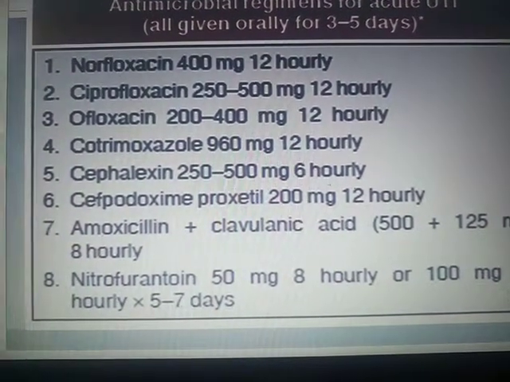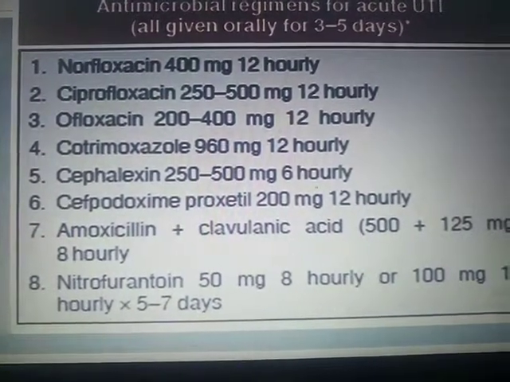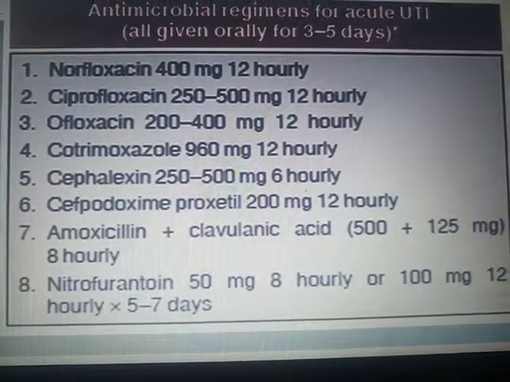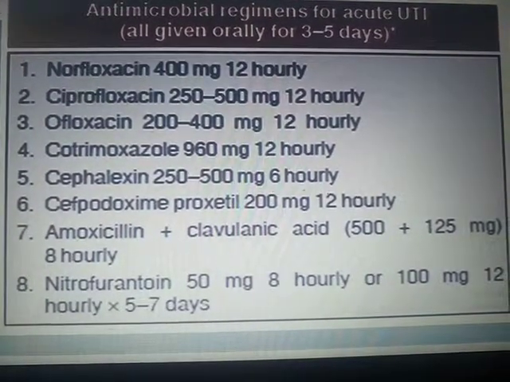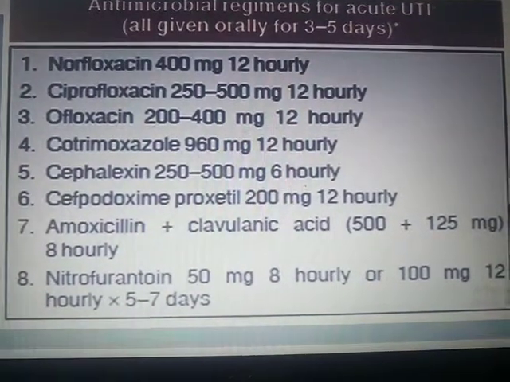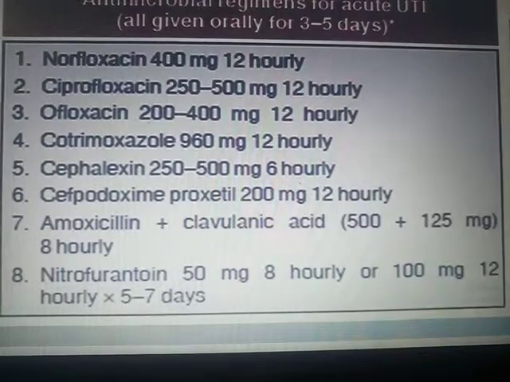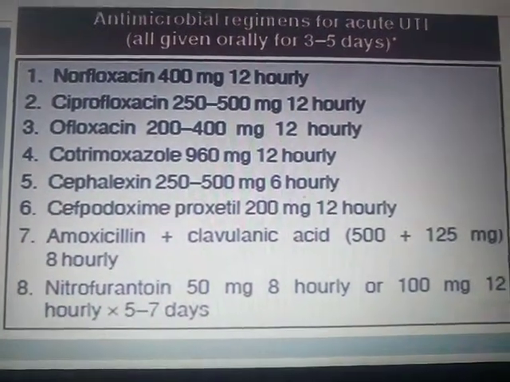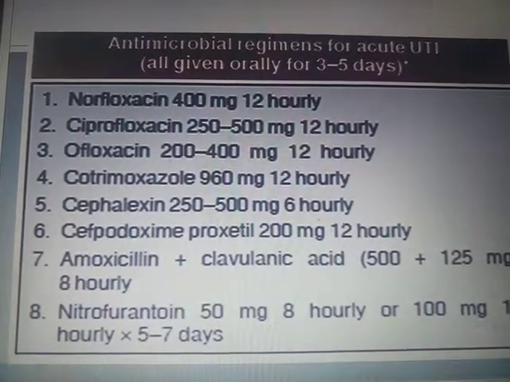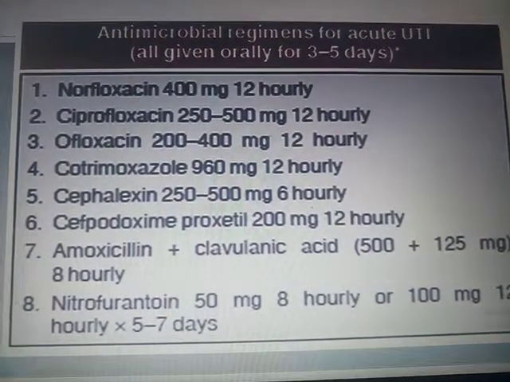Cefpodoxime proxetil 200 mg BD. Amoxiclav, that is amoxicillin 500 mg and clavulanic acid 125 mg 3 times a day. Nitrofurantoin 50 mg 8 hourly or 100 mg 12 hourly for 5 to 7 days. So this is the antimicrobial regimen for acute UTI, given for 3 to 5 days or 5 to 7 days.